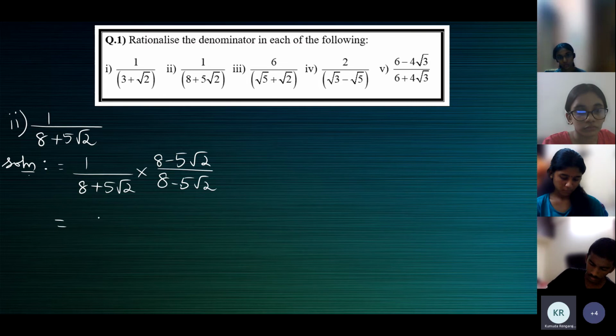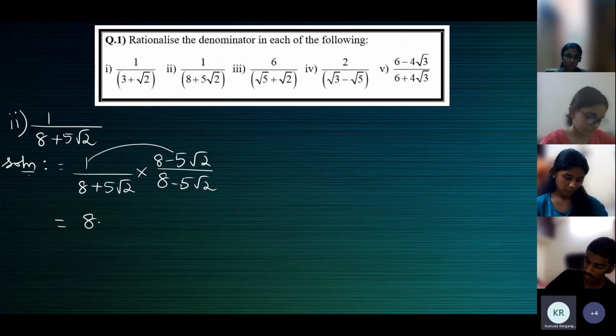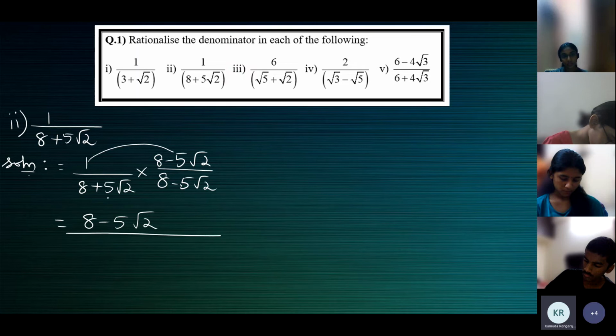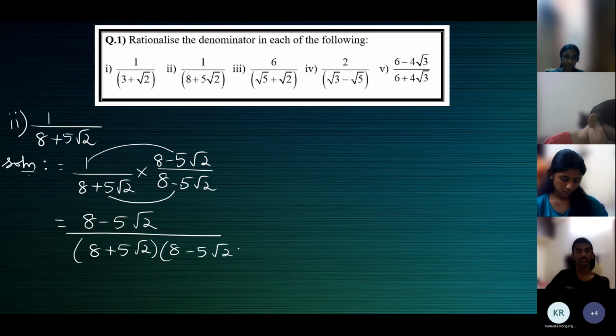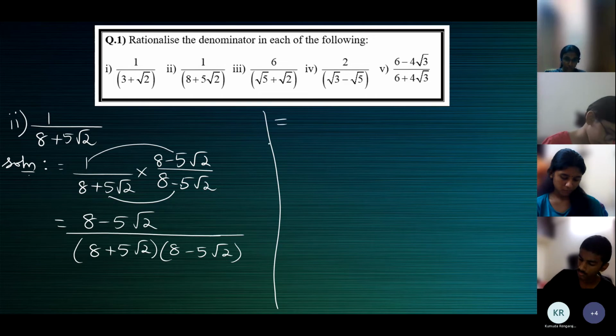Now what will be the next step? Multiply the numerators. 1 into anything is the same thing. So 8 minus 5 root 2 will come as it is, divided by the denominators. I should multiply them. So write it like this first. Next step: write the numerator as it is, nothing can be done there.